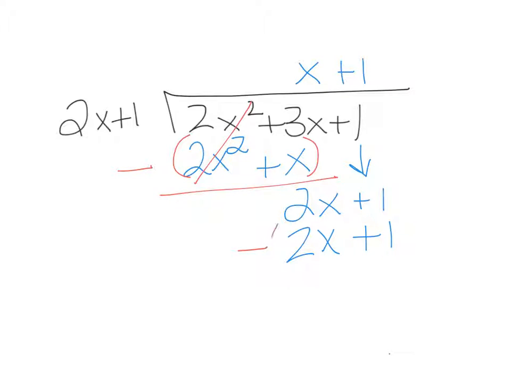Be careful, you're going to subtract the entire thing. 2x minus 2x is nothing. 1 minus 1 is nothing. So my remainder is 0.